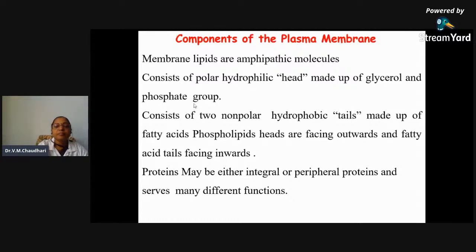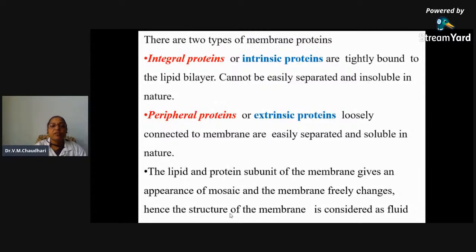म्हणजे हे जे आहे फॉस्फोलिपिड हेड बाहेर असतं. Phospholipid head is facing outward and fatty acid tail is facing inward of the membrane. And besides the lipid, the membrane consists of proteins. These proteins may be integral or peripheral proteins, and they serve many different functions.